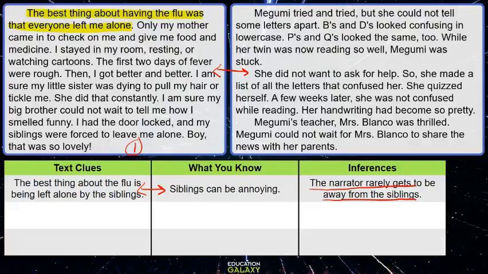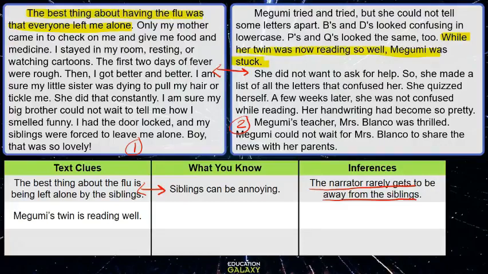Da da da da! Time for story number two. The text clue says Megumi's twin is reading well. Let's find out where the author says that in the story. Right here in the first paragraph it says, while her twin was now reading so well, Megumi was stuck. Poor Megumi. This is our text clue.